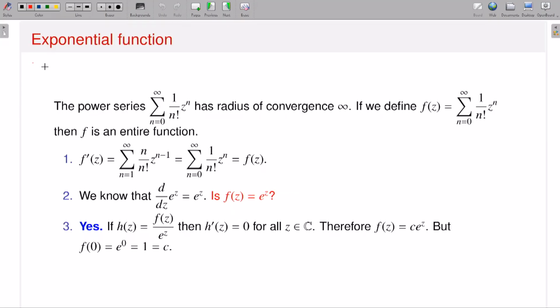Then I say, okay, now come to the exponential function. On one hand I have a power series, on the other hand I have the exponential function. Now I say that these two things become the same. That is why I started with the power series, sum of 1 by factorial n z to the power n. The radius of convergence of this power series is infinity. So the sum function f of z is analytic everywhere in the complex plane, that means it is an entire function. This is the first conclusion.